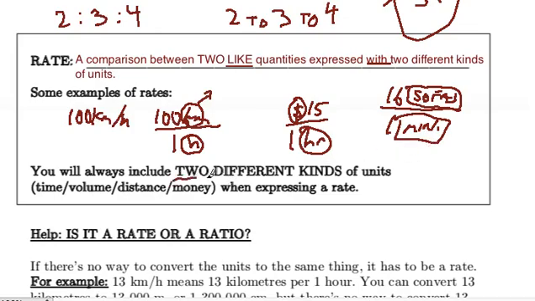Notice we always include two different kinds of units. It can be time, volume, distance, money. It can also be mass, which I didn't write in here, but that's one of them, when expressing a rate.